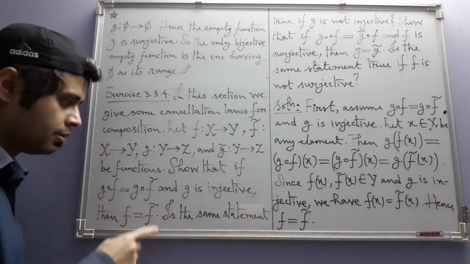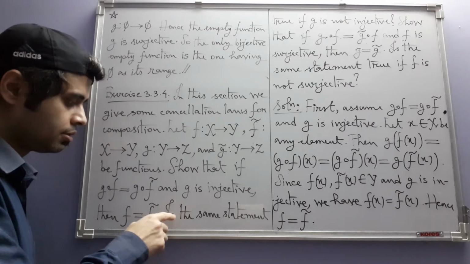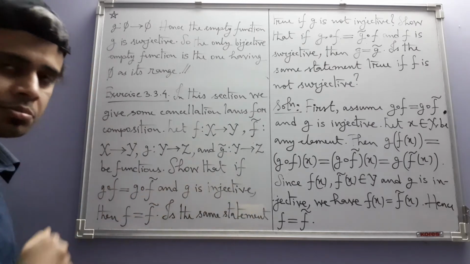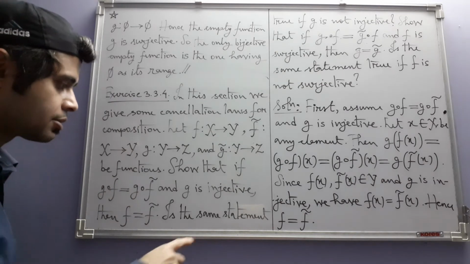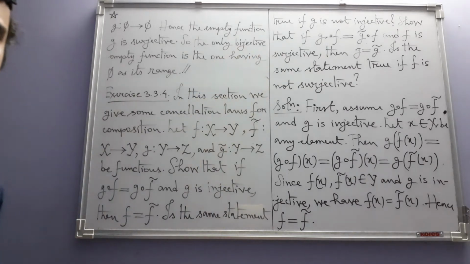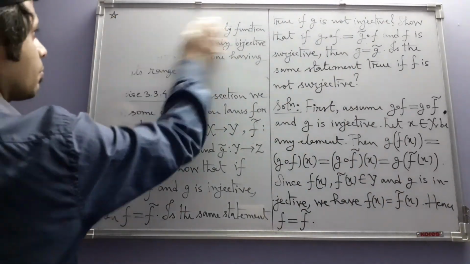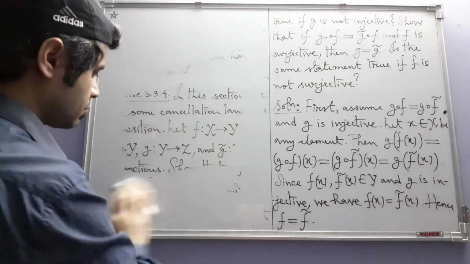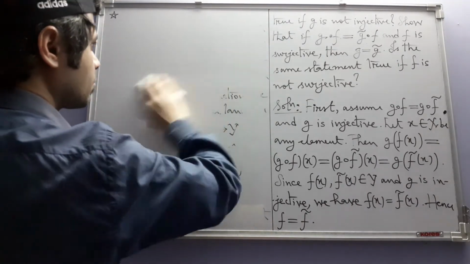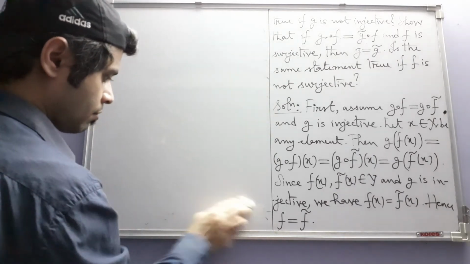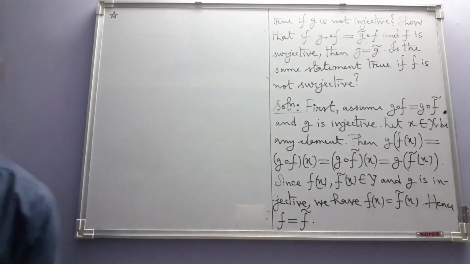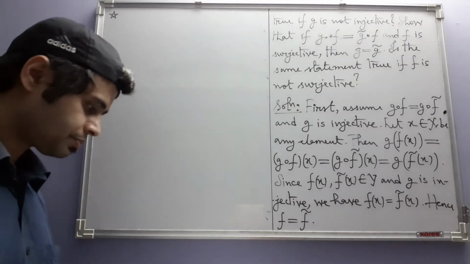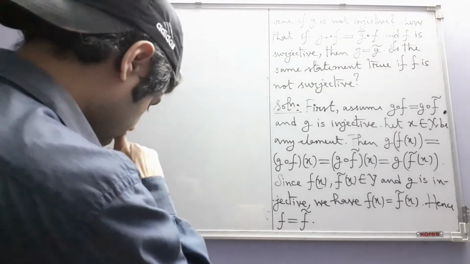We have shown this. Now we have been asked to ascertain whether the same statement is true, whether we can have the same cancellation law if G is not injective, and this turns out to not be true. To show this, we need an example. So we have an example here. I have one with me, and it goes like this.